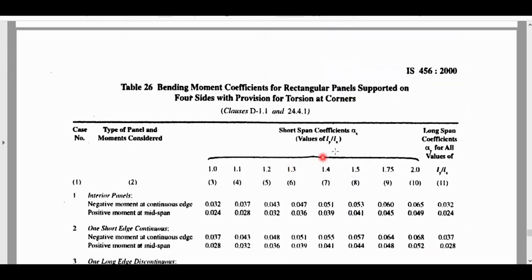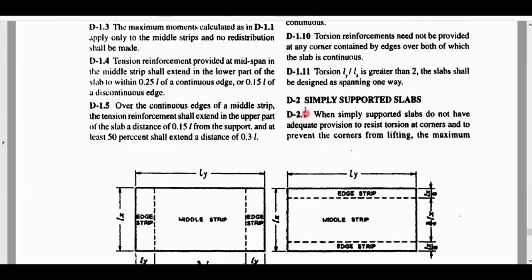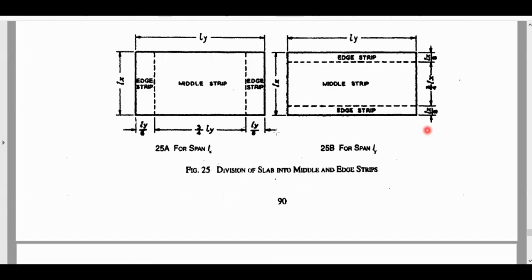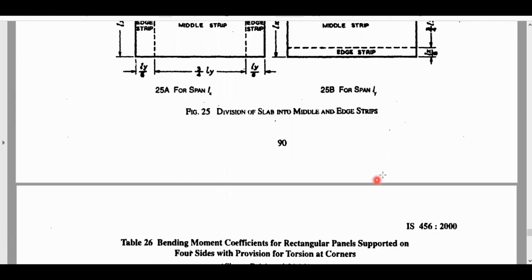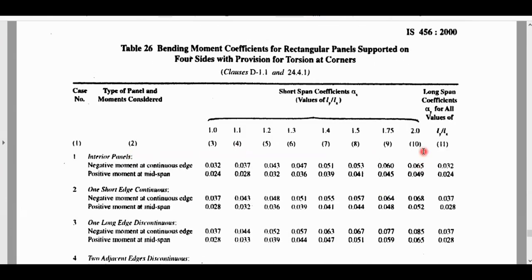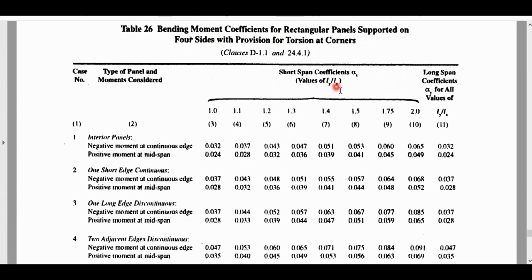Okay, here it is under the class T, that is annexure D-2.1, simply supported slabs, spanning in X direction, spanning in Y direction. And this is the table which we are going to refer to, that is bending moment coefficients for rectangular panels supported on 4 sides with provisions for torsion at corners. So we are going to obtain the Ly by Lx ratio, and with respect to this ratio I will be obtaining the value of alpha x and alpha y for different conditions.